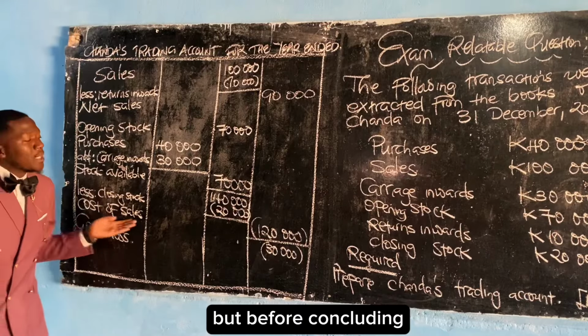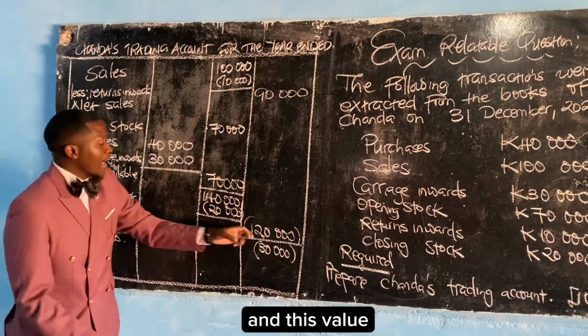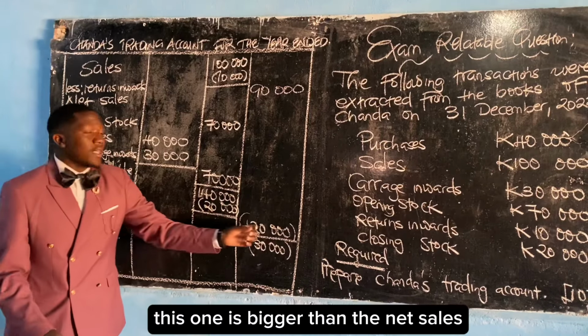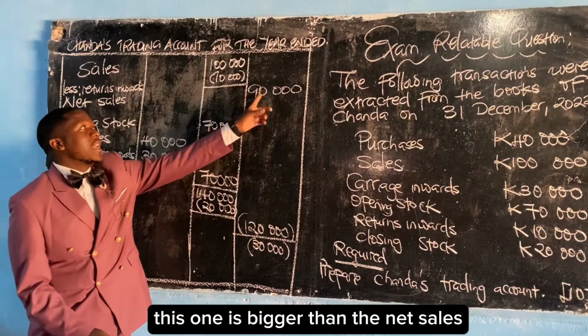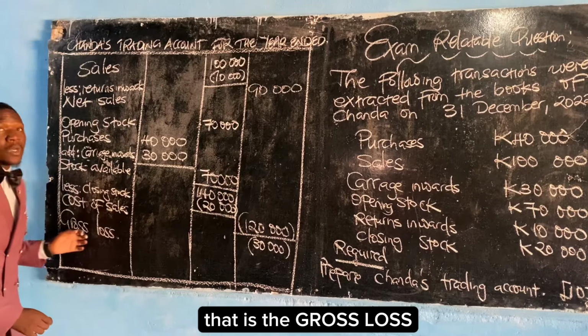But before concluding, draw a comparison between this value, which is the net sales, and this value, which is the cost of sales. This one is bigger than the net sales, and as a result, you've made a loss. So you subtract and get, that is the gross loss.